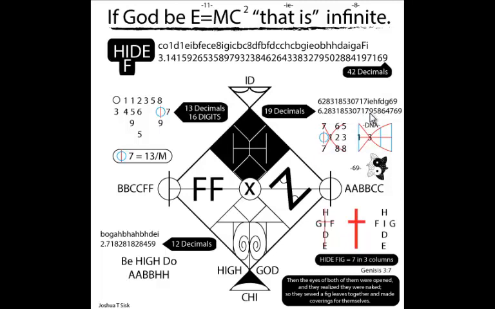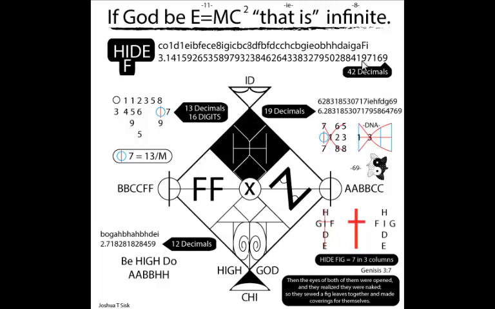6.28318530717. Now, the cool thing about this is if you take these 16 digits and go 16 decimal places, it's 1, 2, 3, 4, 5, 6, 7, 8, 9, 10, 11, 12, 13, 14, 15, 16. And guess what's right there? It says H-I-D-E-F, hide if. But the problem is the 69 is right past it. So we've got 3 more, which is 19 decimal places.